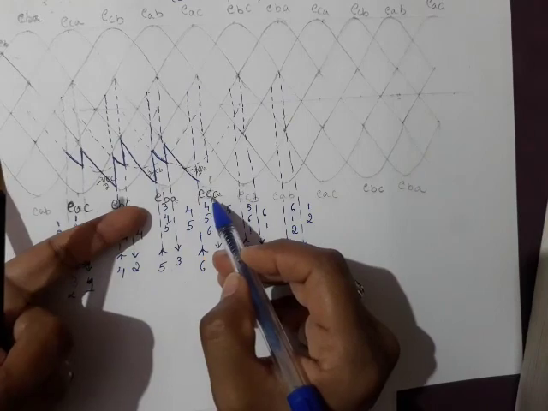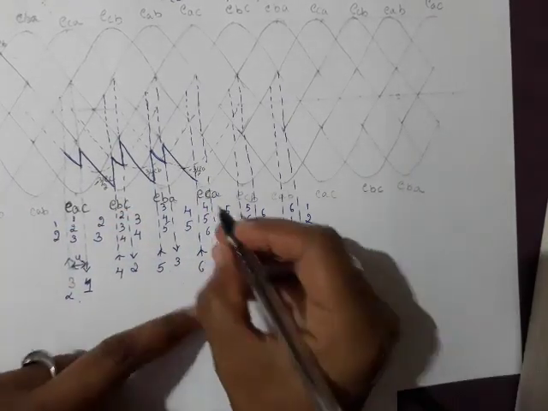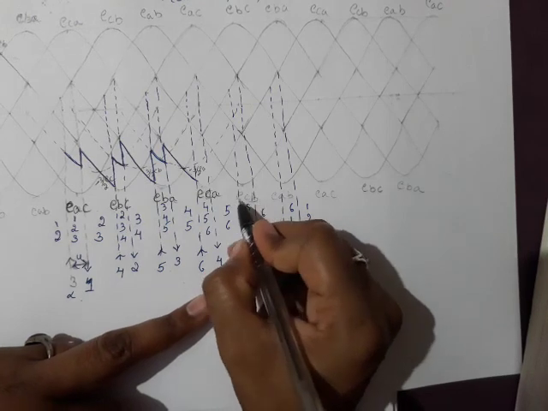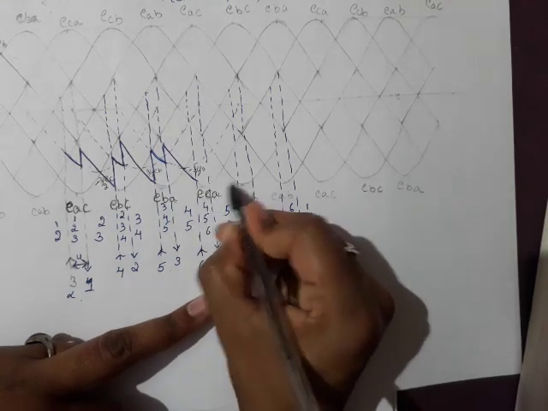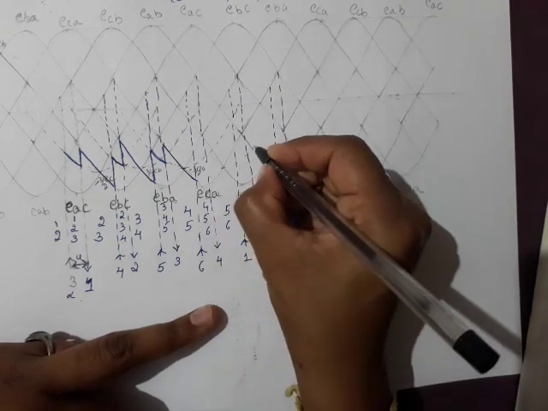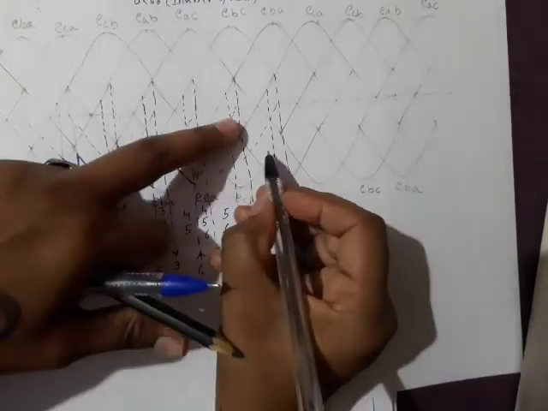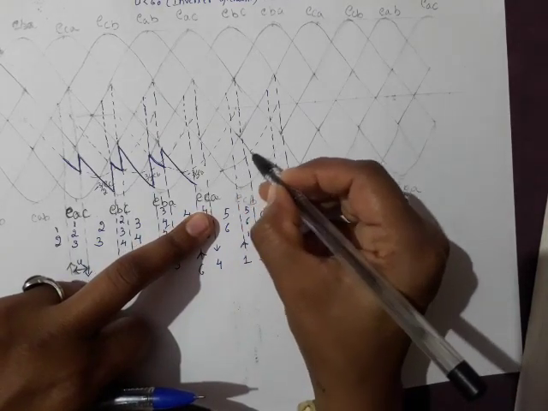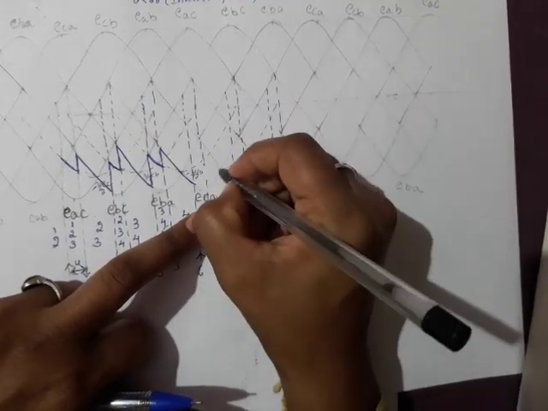Same thing. EC minus EA. See here EC minus EA. EC is positive. EC minus EB. EC is positive. Between these two line voltages, I'll get my phase voltage EC. So between these two line voltages, exactly in between. See, this line passes like this. Exactly between we have to write. Okay.